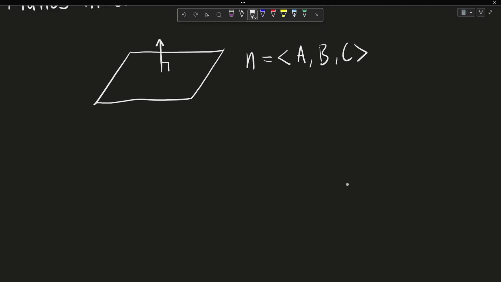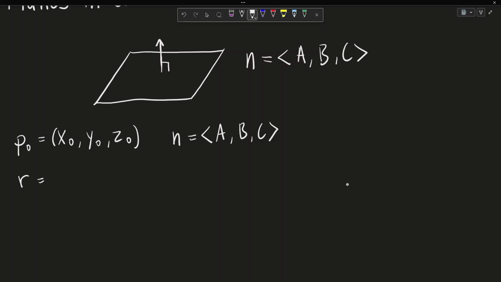So in order to represent a plane in 3 dimensions, we need a point and a normal vector. So say we're given a point P naught, which is equal to X naught, Y naught, Z naught, and a normal vector. We can take this same normal vector n equals A, B, C. We can obtain the formula or expression for the plane by first taking an arbitrary x, y, and z coordinate we can call r. So r equals x, y, z.